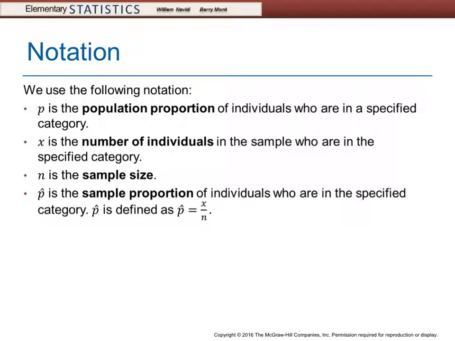So just to be clear about our notation, p is the population proportion of individuals who are in a specified category or who have a particular characteristic. x is the number of individuals in the sample who are in the specified category or who have the particular characteristic. n is the sample size, and p hat is the sample proportion of individuals who are in the specified category. So in this particular example, p hat is equal to x over n.